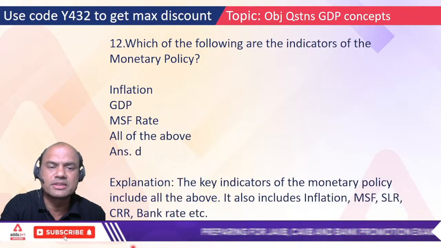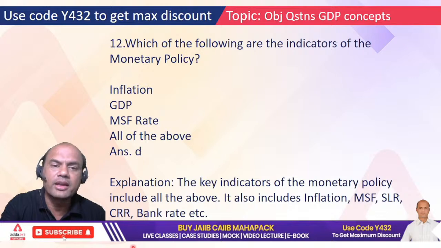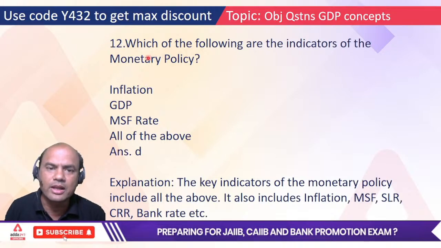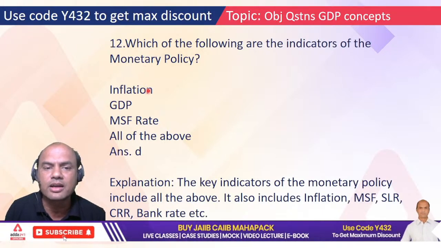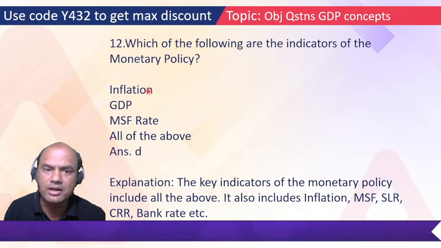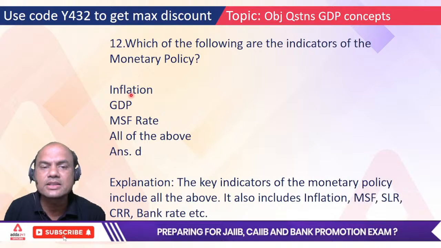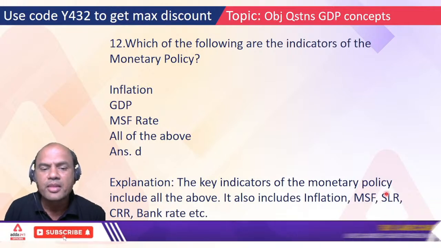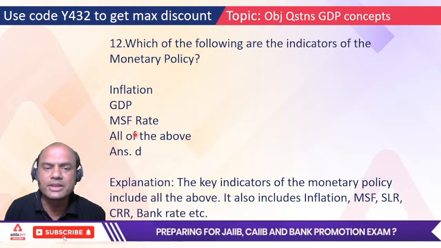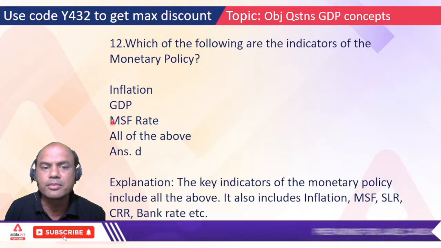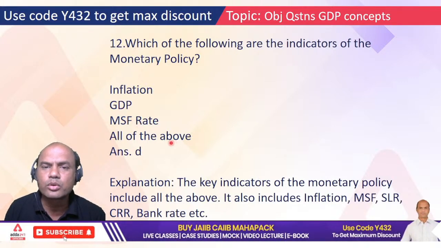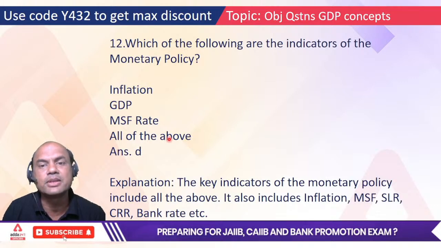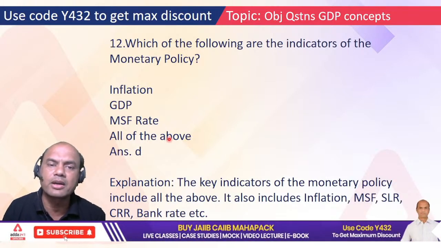So the answer is all of the above, right? Why? Inflation is an indicator of monetary policy. If the inflation is high, then definitely what will RBI try to do? It will try to remove the money from the market. If it wants to expand the GDP, RBI will lower the interest rates, and MSF rates means all these: SLR, CRR, bank rate. MSF, basically it's an MSS actually, the concept is market stabilization scheme. See here, there are two types of functions by RBI for stabilizing the market. One is OMO and second is MSS. OMO means open market operations.